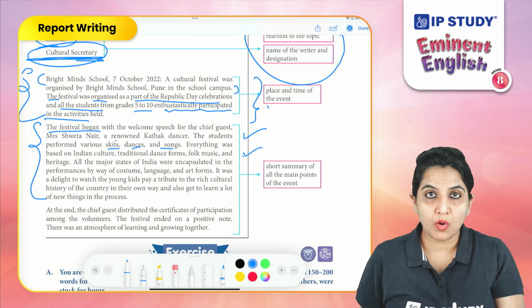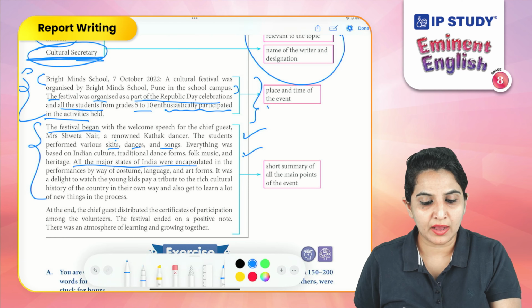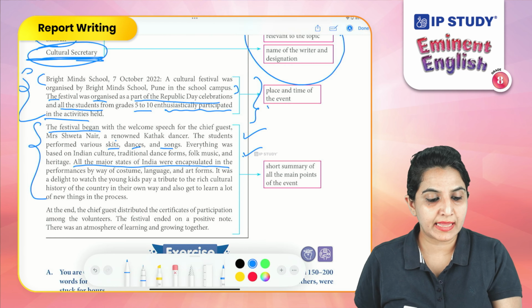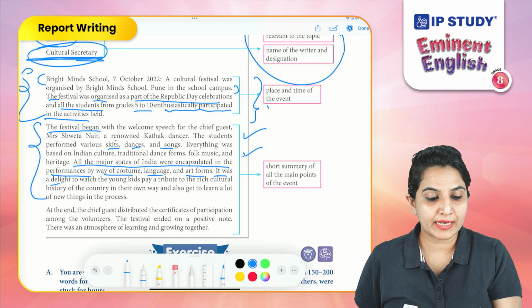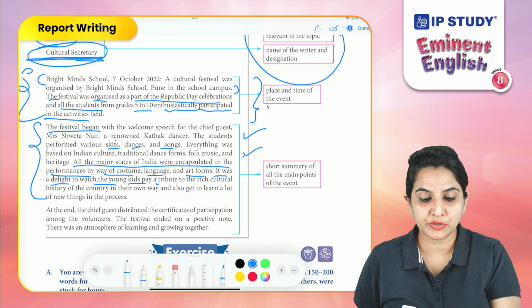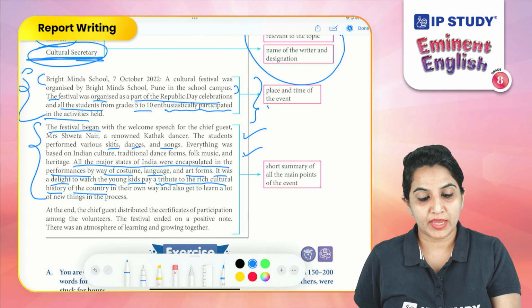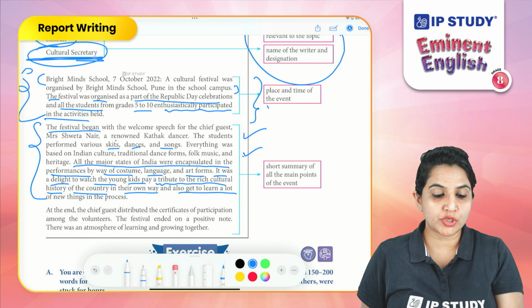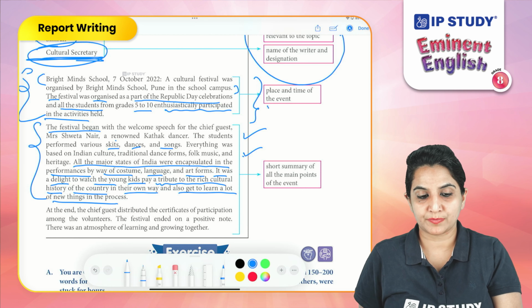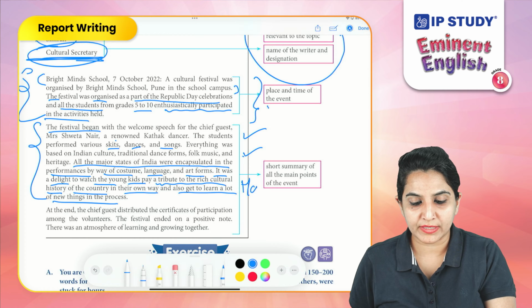And then, how it had happened. All the major states of India were encapsulated in the performances by way of costume, language and art forms. It was a delight to watch the young kids pay a tribute to the rich cultural history of the country in their own way, and also to learn a lot of new things in the process. So it is very clearly written how it had happened.